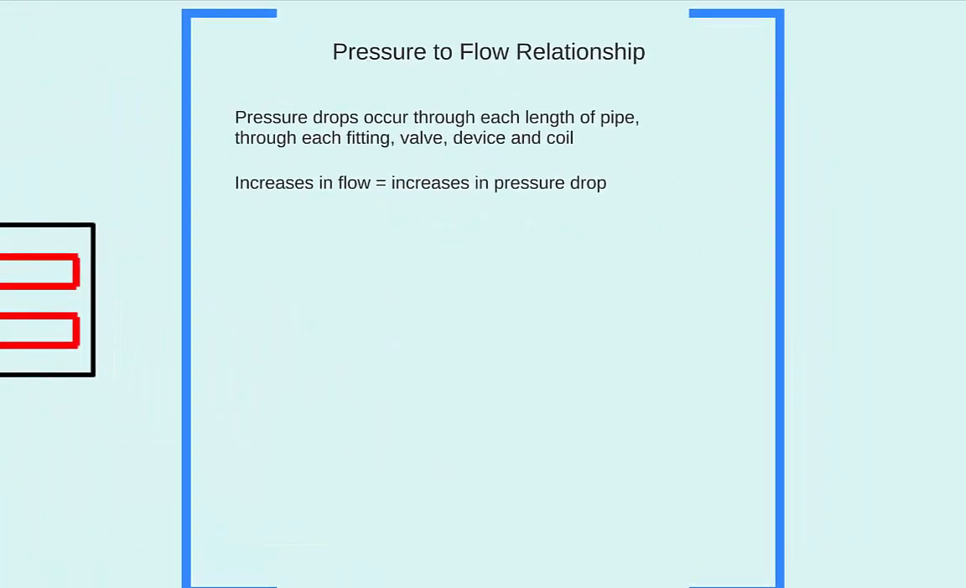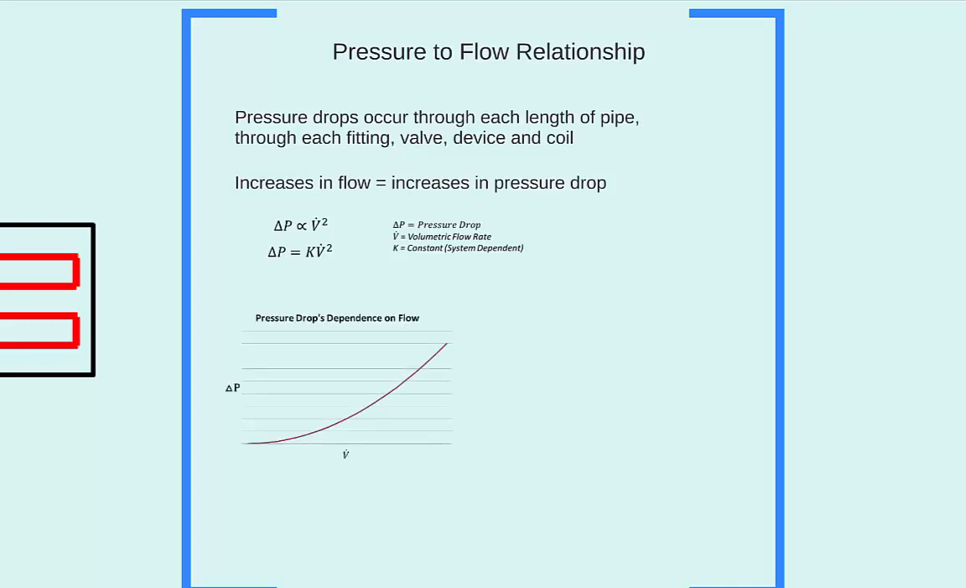And the relationship between those two parameters is as follows. The pressure drop throughout the system is proportional to the square of the volumetric flow rate of water. Said another way, it is equal to some constant K multiplied by the square of the volumetric flow rate. The value of K will be dependent on the size and layout of the hydronic system. Graphically, this relationship looks like this. This curve is called the system curve.